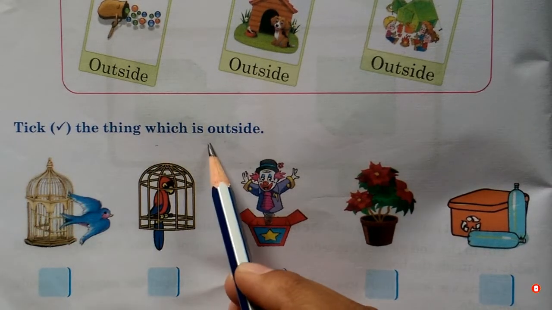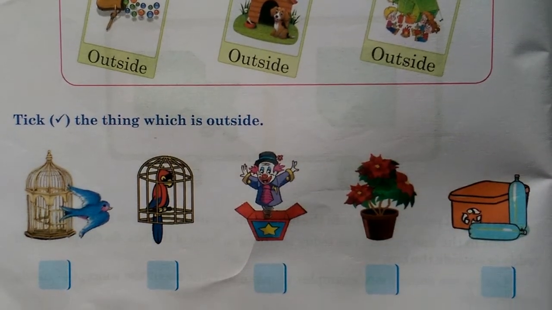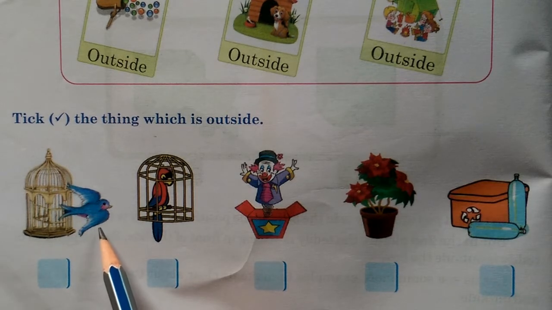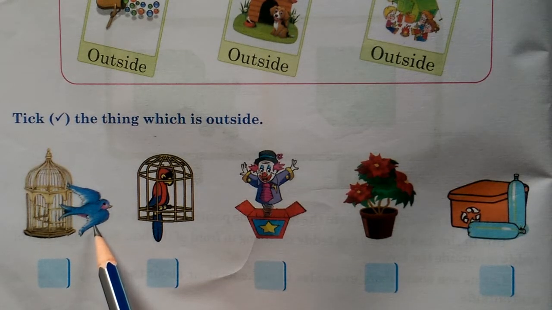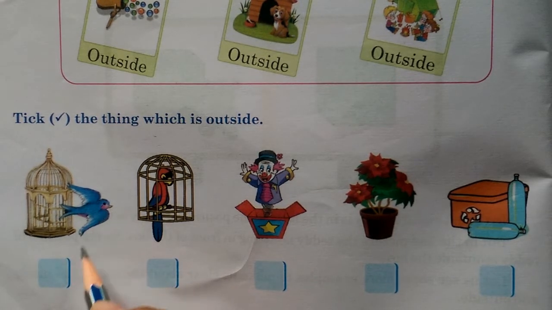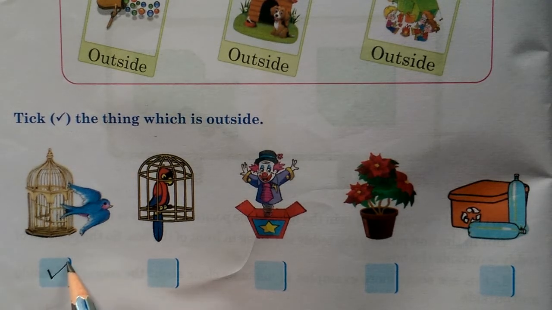Write the things which are outside. Look here in the first picture. What is the position of this bird? Inside or outside? Right, the position of this bird is outside. So tick here, right, okay?